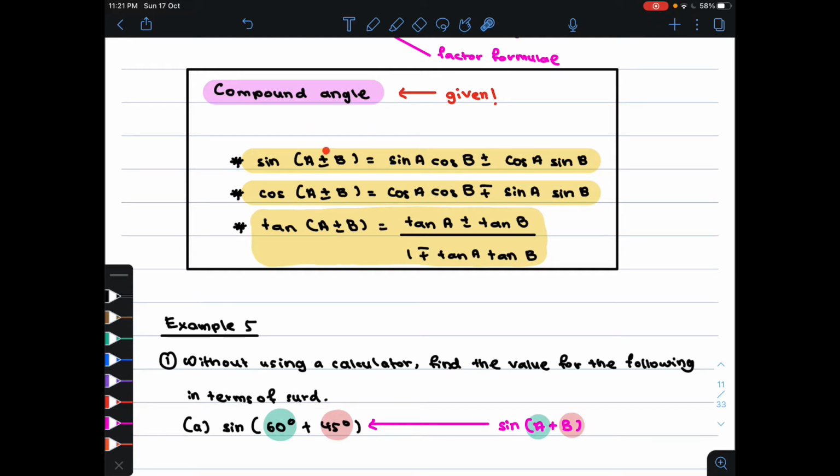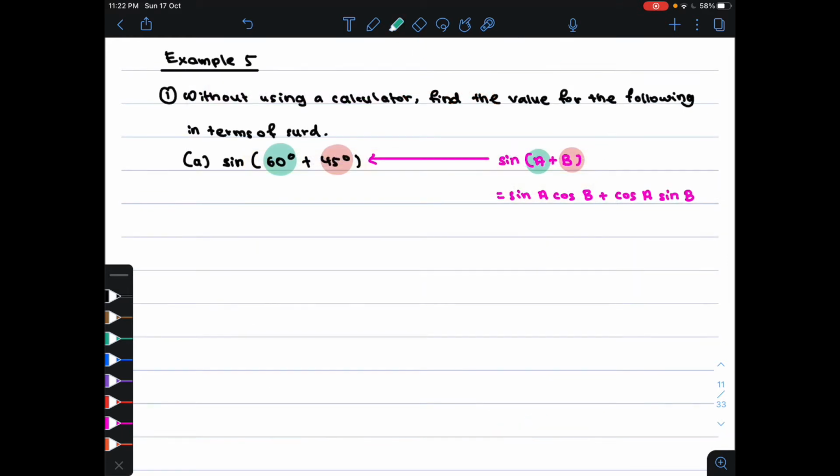Note that plus is at the top. Therefore, for this sign here, we're going to take the sign at the top as well, which is plus. So it's going to be sine A cos B plus cos A sine B. Using this formula, we're going to substitute the values of A and B into this formula.